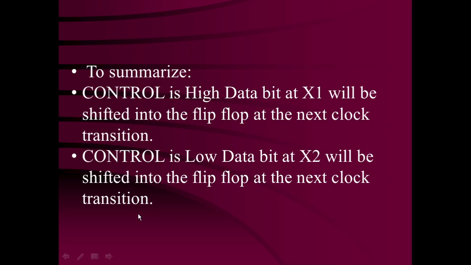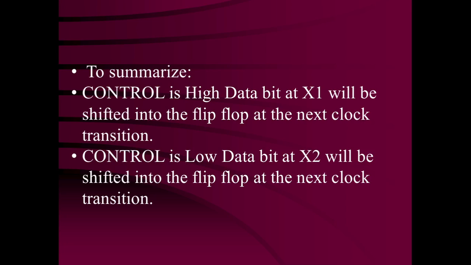So, this control line is actually selecting whether the data present at x1 or the data present at x2 will be shifted into the flip-flop when the next clock makes a transition. When the control line is high, data present at x1 will be shifted into the flip-flop, and when the control line is low, data present at x2 will be shifted into the flip-flop.